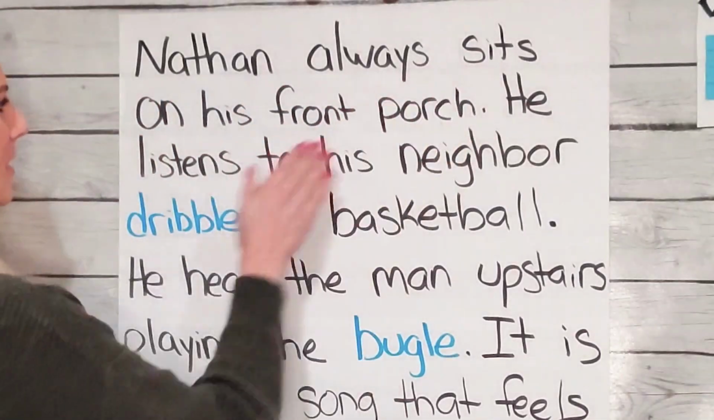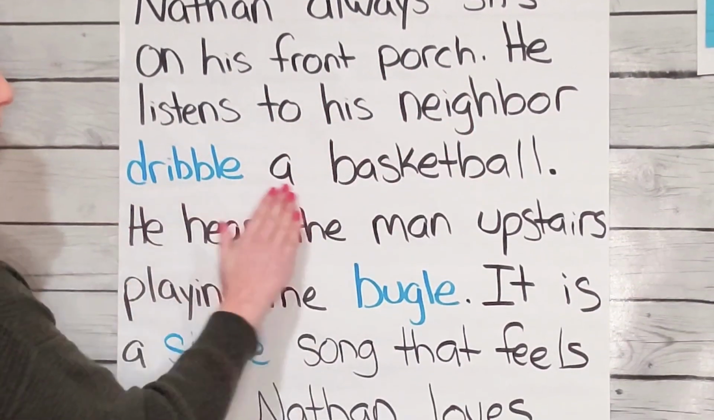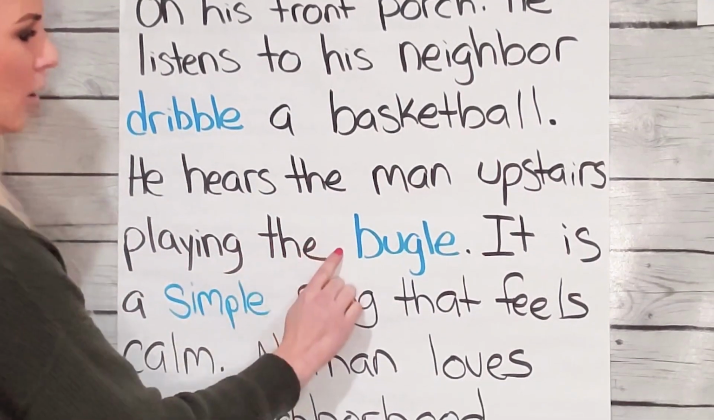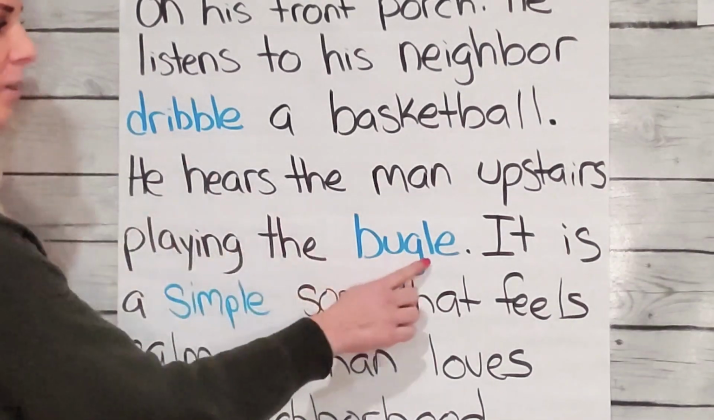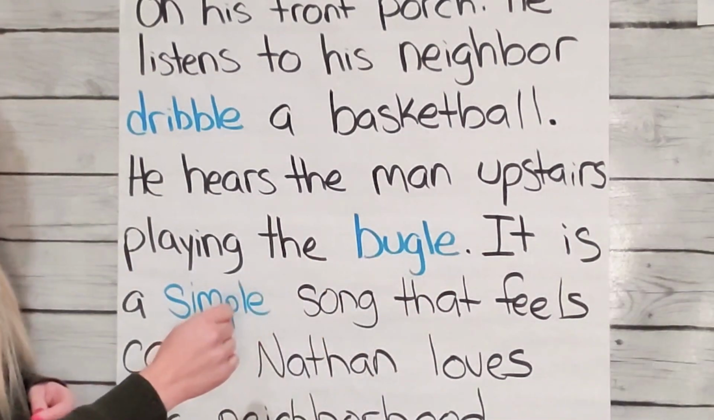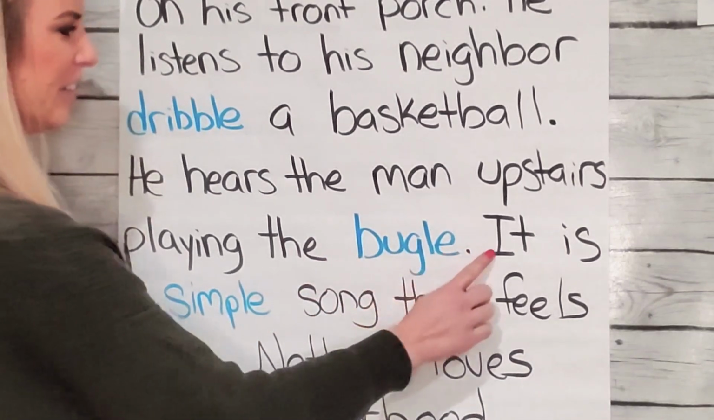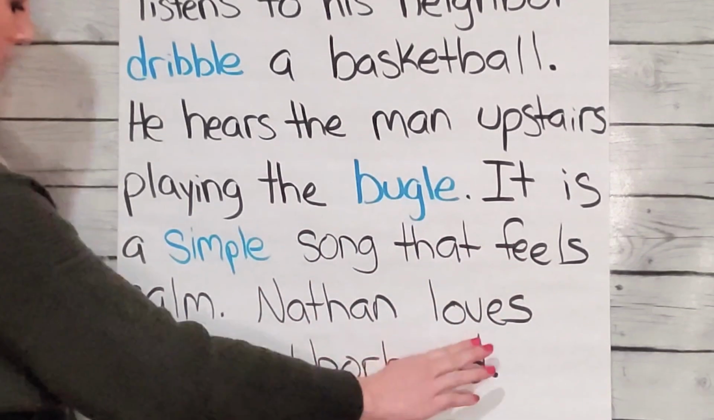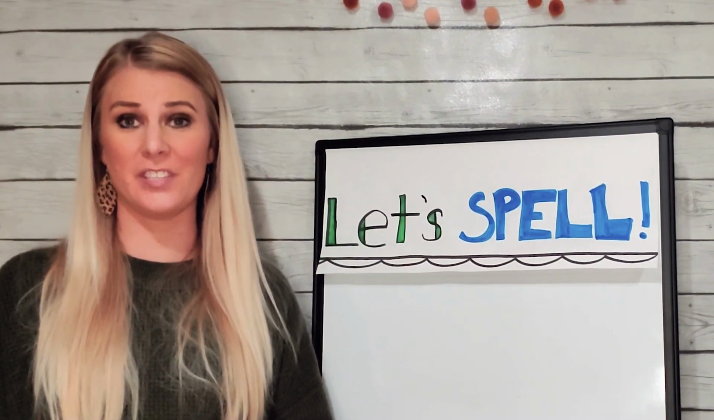Nathan always sits on his front porch. He listens to his neighbor dribble a basketball. He hears the man upstairs playing the bugle. That doesn't sound right, but I remember that this LE at the end of a word says "ul," so I'm going to try and read it again. Bugle. Bugle. It is a simple song that feels calm. Nathan loves his neighborhood. Readers, you're doing such a great job reading some of these LE words.